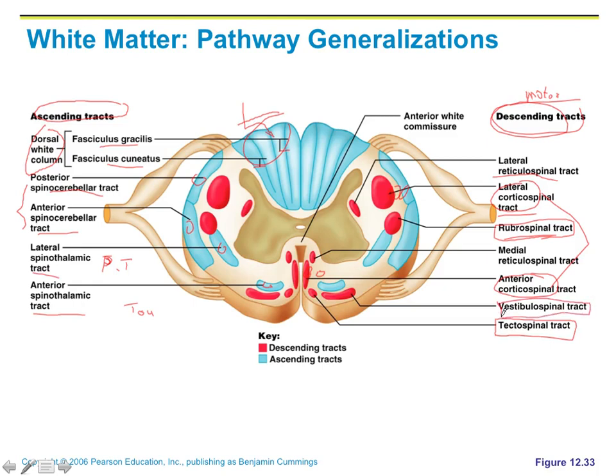The fourth is the reticulospinal tract. Okay, reticulospinal tract. For the reticulospinal tract we also have medial and lateral, it doesn't matter. Okay, so we can see this one, this one, this one, this one, this one. So they make up the extrapyramidal tract. Okay.